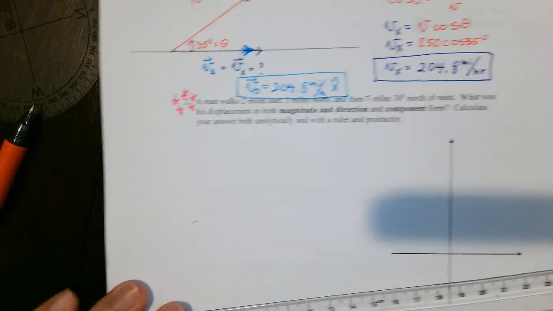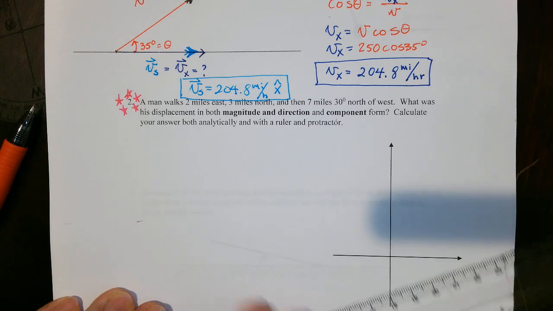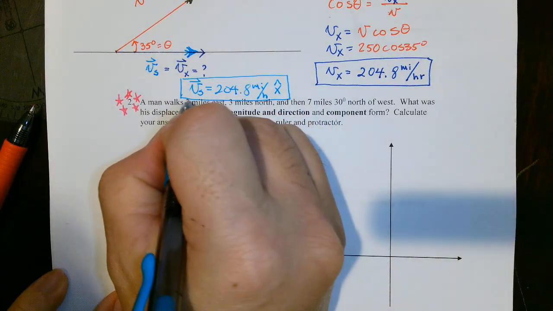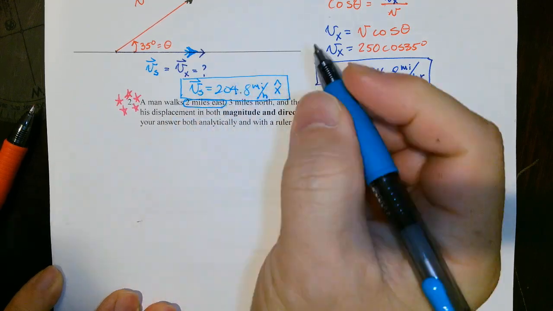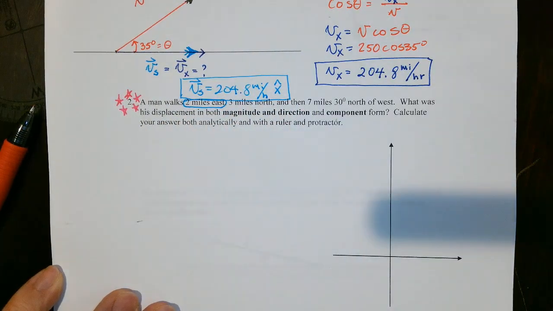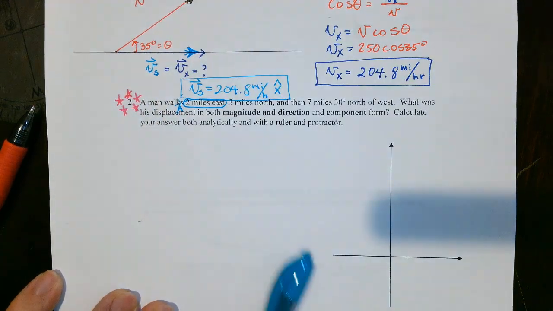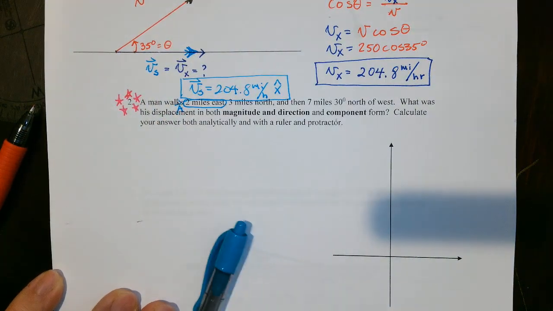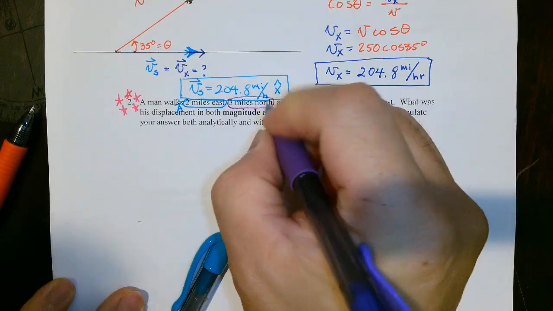A man walks 2 miles east, 2 miles east. So this is going to be the vector A, the first vector. Then 3 miles north. So this is going to be my vector B, the second vector.